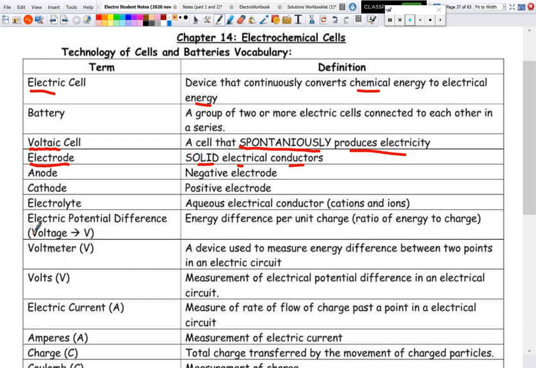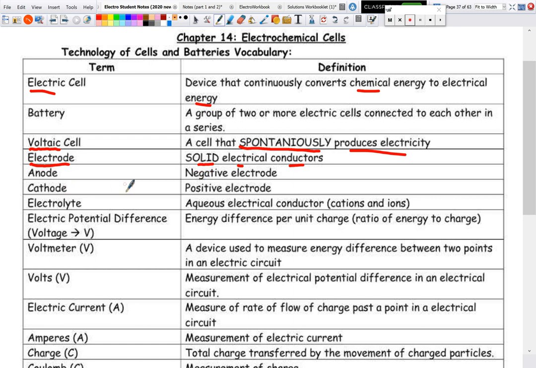And then of course our anode and cathode. An anode is a negative electrode, cathode is our positive electrode, or sometimes they're referred to as negative terminal and positive terminal. If you think back to a battery, how it has the positive and negative end, this is what they're talking about here. So the anode is always the negative, cathode is the positive.